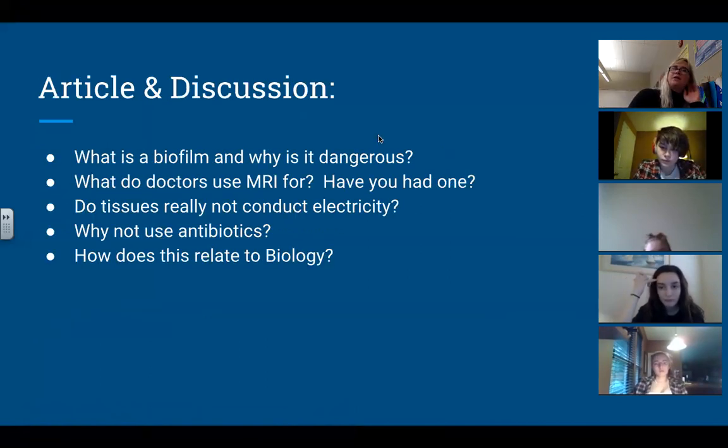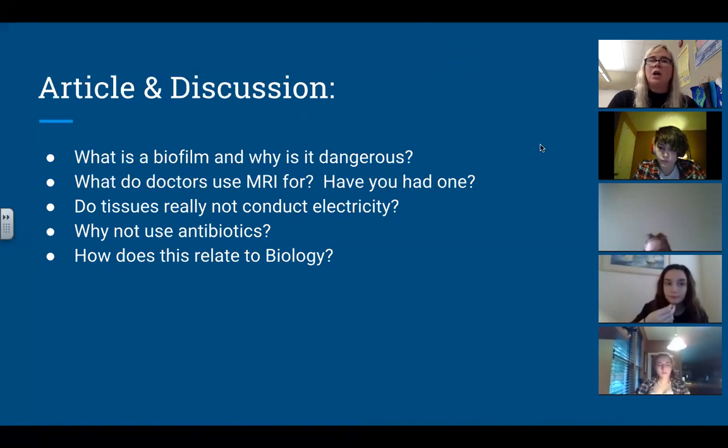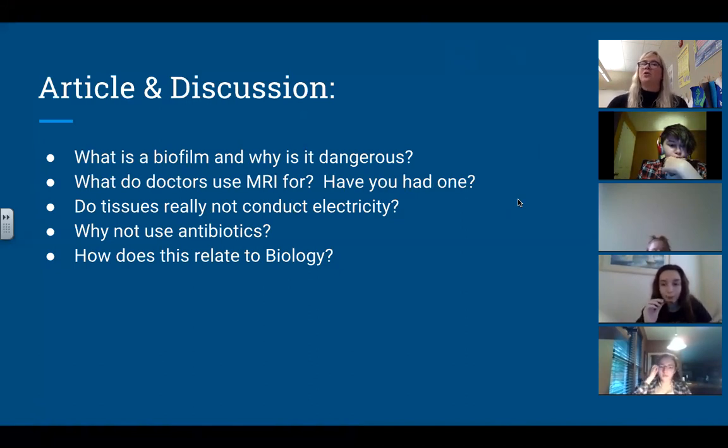All right, article and discussion. So this article was all about using magnets to heal infections. So these are the questions that we're going to start with, the ones that I came up with, so that I can confirm that you read the article, or at least you have the article open and you're able to skim and find answers to these questions.